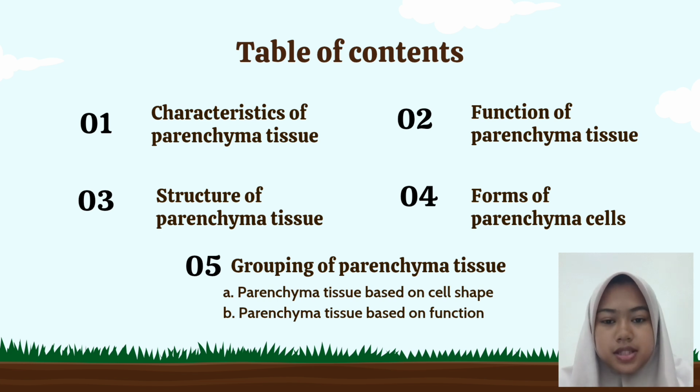Next, table of content. Table of content has 5 divisions. The first, characteristic of parenchyma tissue. The second, function of parenchyma tissue. The third, structure of parenchyma tissue. The fourth, forms of parenchyma cells. And the fifth or the last division is grouping of parenchyma tissue. So that's all of table of content in this material. So let's go to the main topic.